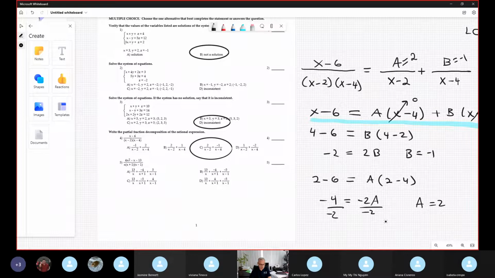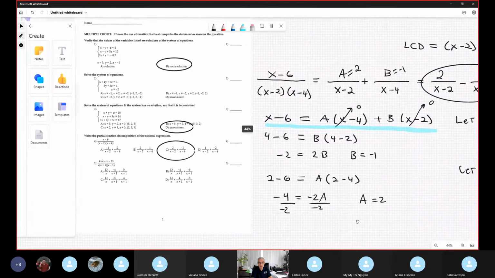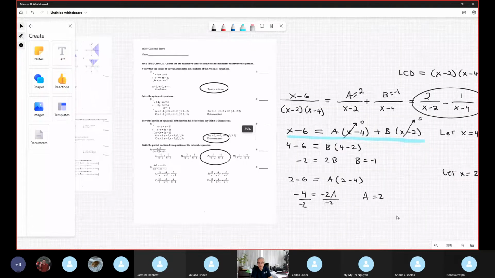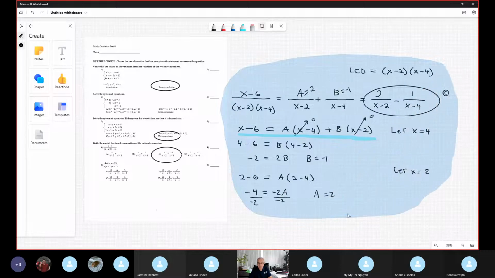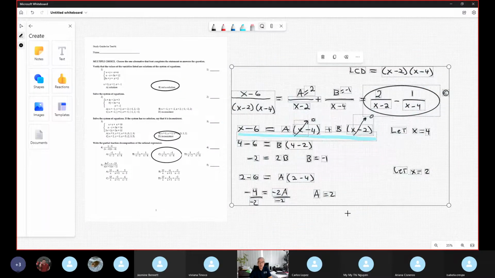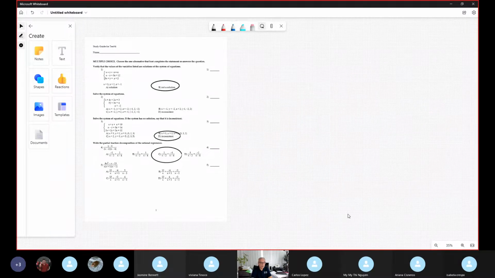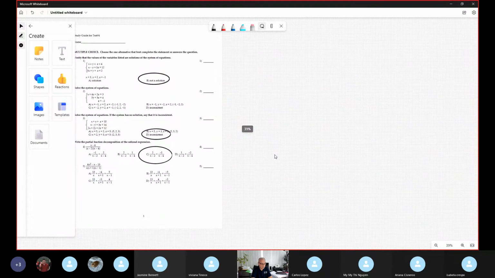Okay, let's do one more. You have no questions? It's clear. Everything is clear. Partial fraction decomposition is clear for you. Clear. Okay. Number 5.